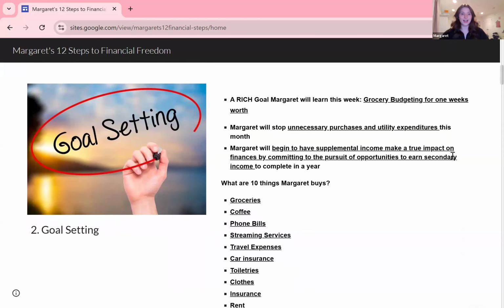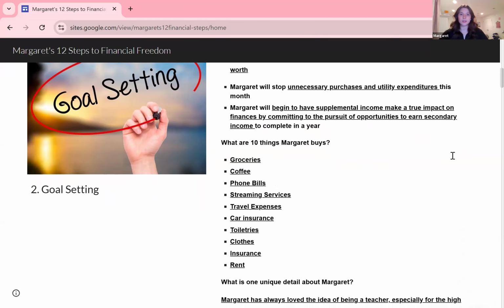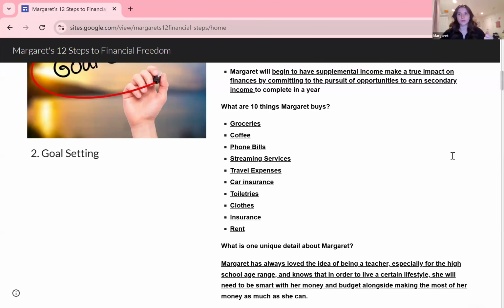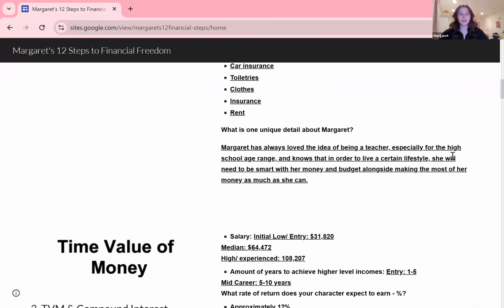Next, we are going to be looking at goal setting. We're going to set a rich goal, which is reachable, individual, controllable, and something that makes your character happy. So we're going to be looking at what our character is going to be buying and spending their money on, and what their essential goals for their future are ideally.